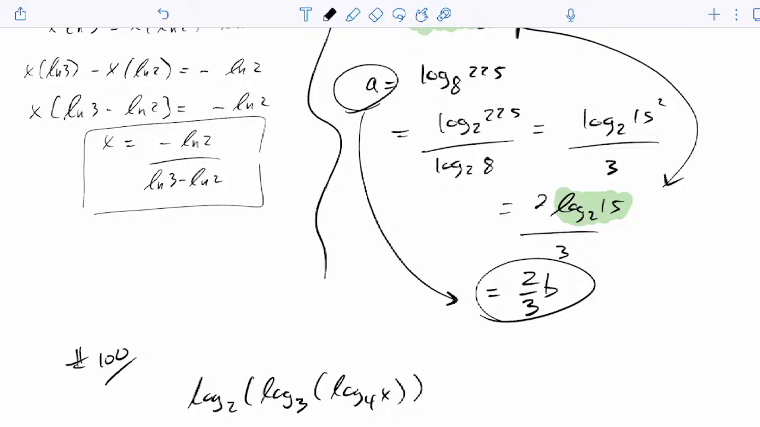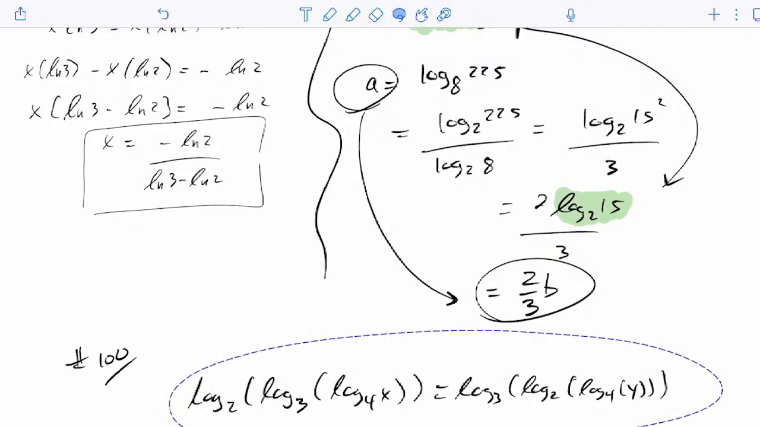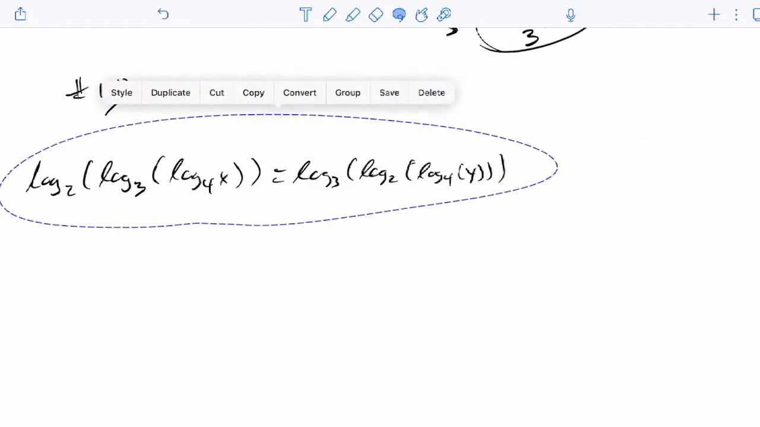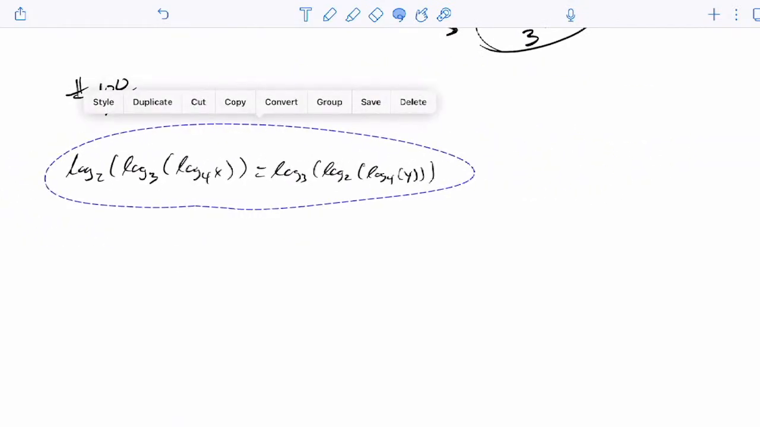This is log of 234. 234 is equal to log of 324. Log of 3, log of 2, log of 4, y. Emre, I won't do the whole thing for you. I'll give you the idea so you can kind of see how it's working. But what do they want you to find? They want you to find the sum.